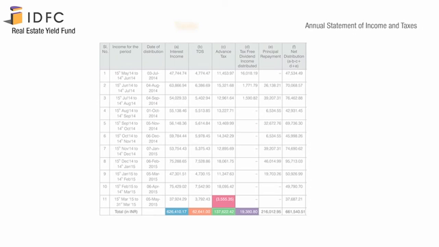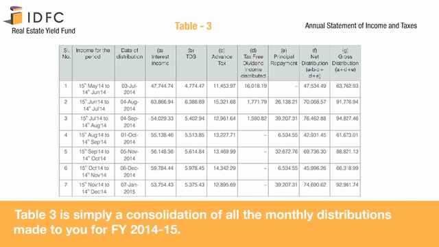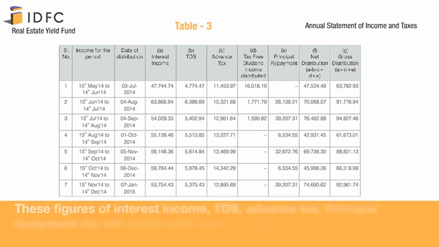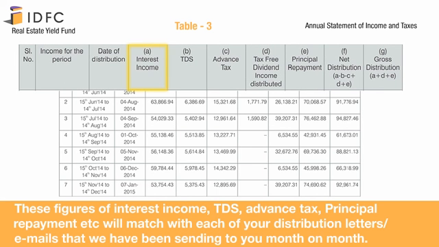Now let us come to the last and final table, that is Table 3. Table 3 is simply a consolidation of all the monthly distributions made to you for financial year 2014-15. These figures of interest income, TDS, advance tax, principal repayment, etc. will match with each of your distribution letters or emails that we have been sending to you month on month.